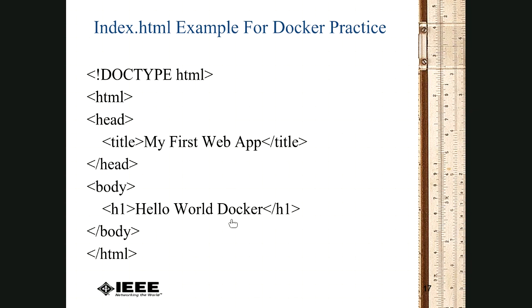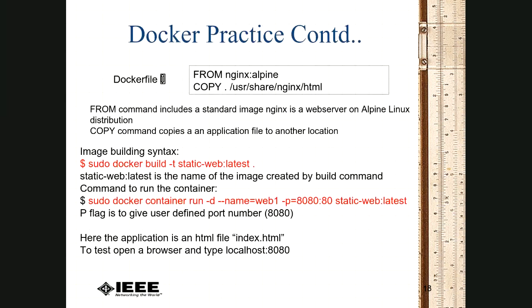We are accessing a container running the web server. Let me show you how the Dockerfile looks. Look at this slide. On the top, this is the content of the Dockerfile. It contains just 2 simple lines. The first line you must write in all capitals: FROM nginx:alpine. This is the name of a web server.